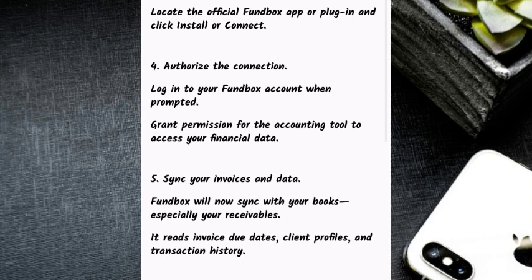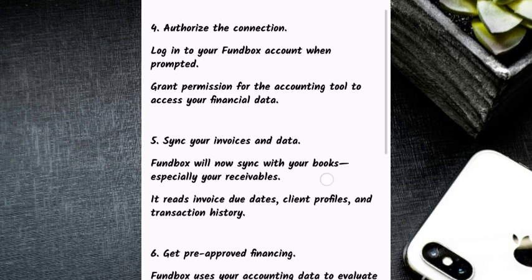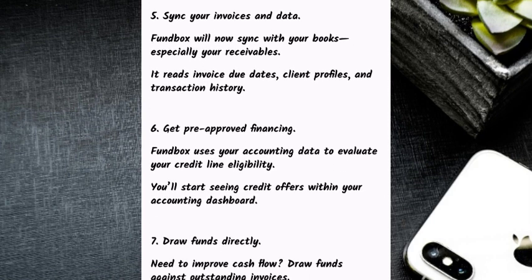Next, synchronize your invoices and data. Fundbox will now synchronize with your books, especially your receivables. It reads invoice due dates, client profiles, and of course transaction history. Next is to get pre-approved financing. Fundbox uses your accounting data to evaluate your credit line eligibility. You're going to start seeing credit offers from within your accounting dashboard.